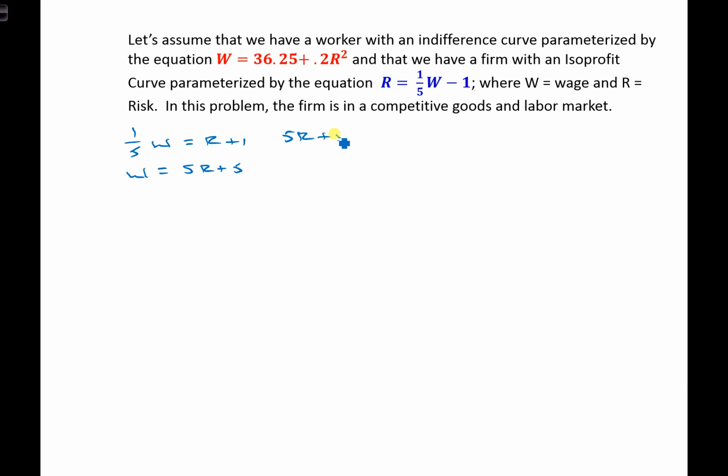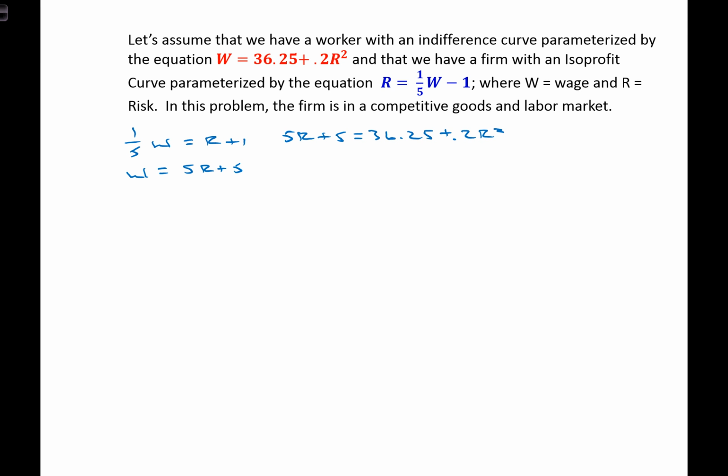5R plus 5 equals 36.25 plus 0.2R squared. Well, you'll immediately recognize you're going to end up with a quadratic equation here. And if you don't immediately recognize that, you should get to the point where you can. We've got a constant. We have a scalar in front of the R variable to the power of 1, and then we have a scalar in front of the R variable to the power of 2 or squared. That is going to yield a quadratic form.